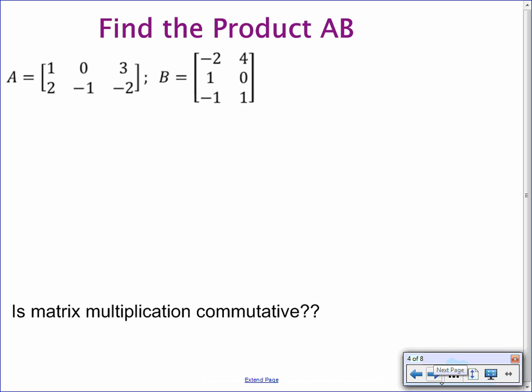We're going to find this product. First of all, Carl, what's the order of A? 2 by 3. Now, what's the order of B? 3 by 2. Can we multiply these together? Yes. Our product is going to have what order? 2 by 2. So that's what's going to be left over.